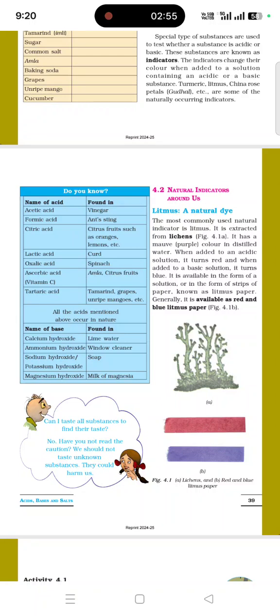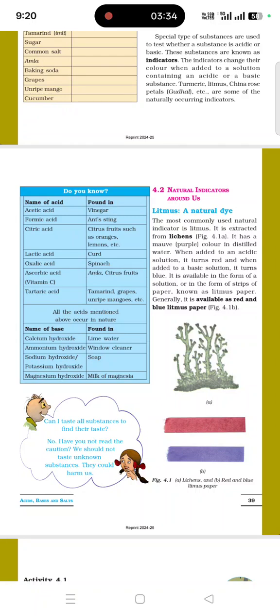Whereas bases, examples given are window cleaner and soap, which are synthetic too, as mentioned here. Lime water and milk of magnesia, where milk of magnesia is highly used as an antacid for treating acidity problems in humans. For example, in the human stomach there is HCl acid. When there is more production of this HCl acid, an acidic environment is created inside the stomach. This should be neutralized with the help of a base. It is milk of magnesia, Mg(OH)2. The base is used to neutralize the acidic nature of the stomach.